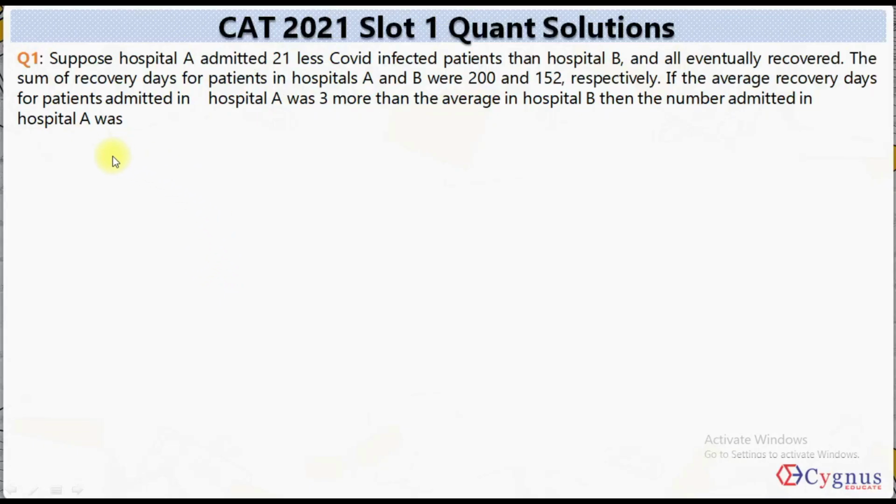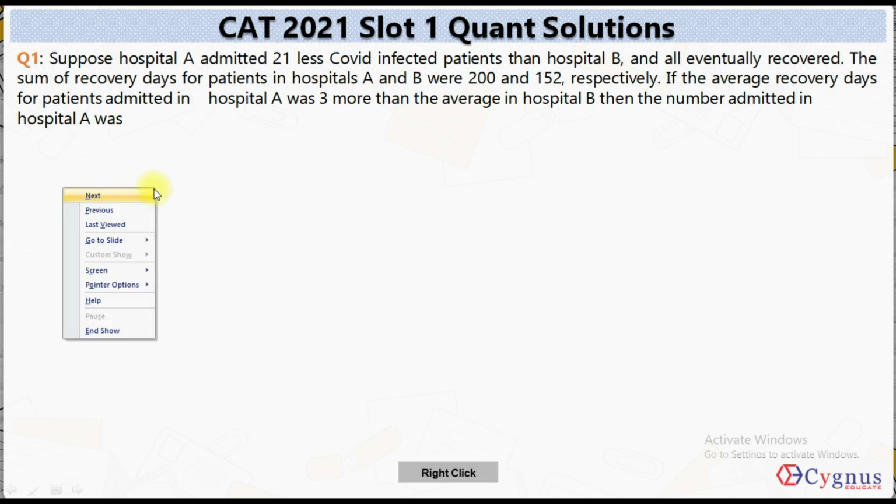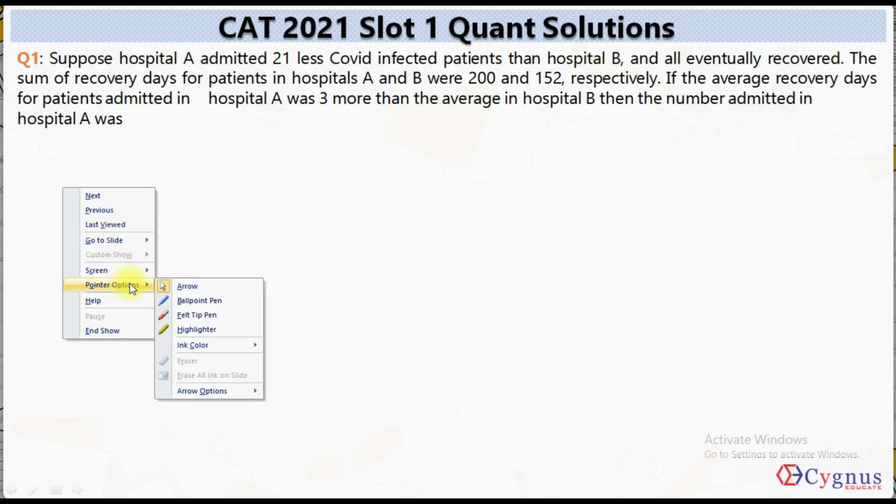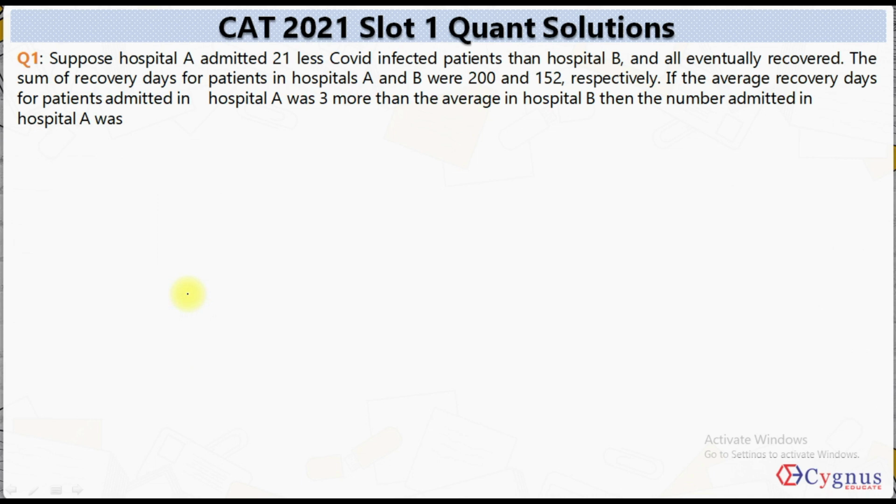Question number 1. It says that suppose hospital A admitted 21 less COVID infected patients than hospital B and all eventually recovered. The sum of the recovery days for the patients in hospital A and B were 200 and 152 respectively. If the average recovery days for a patient admitted in hospital A was 3 more than the average in hospital B, then find the number admitted in hospital A.